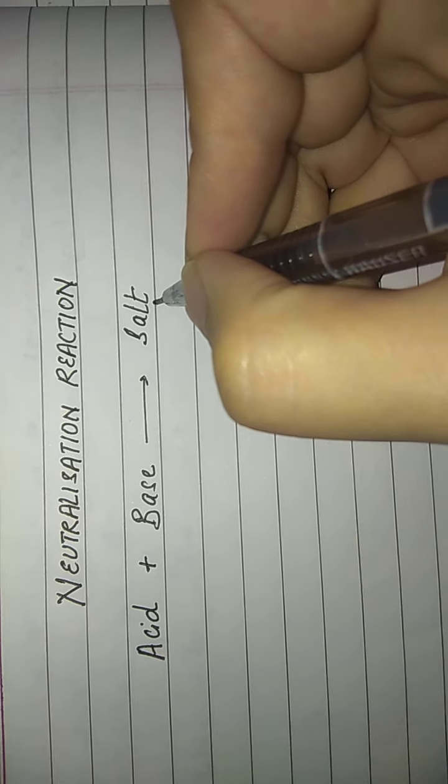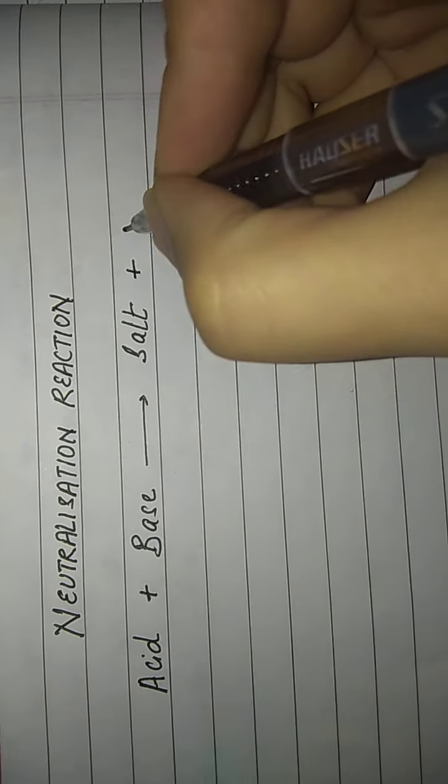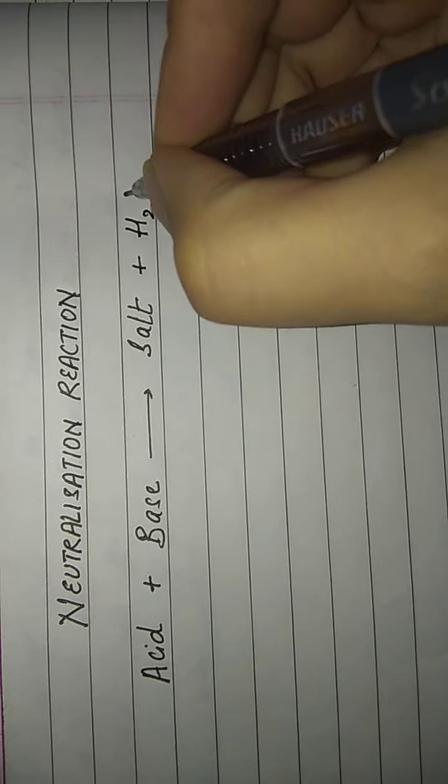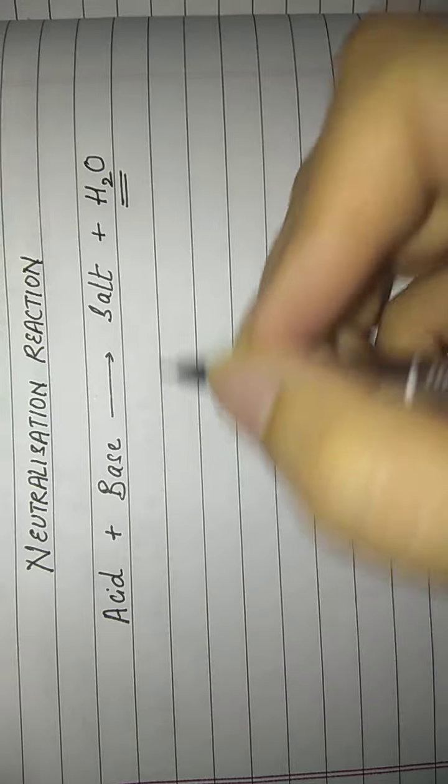जो resulting compound है वो ना तो acidic है ना basic है, we call it as a salt, and the other product which is formed is always water, always. Okay, now let us take some examples of neutralization reactions.